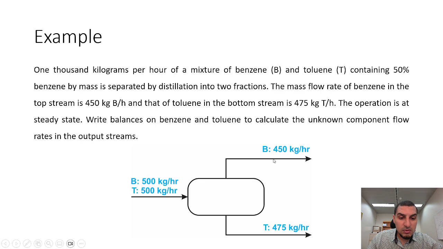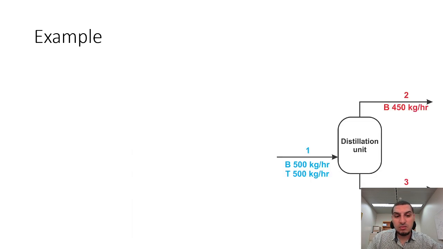Of course, there is toluene here and there is benzene here, but we don't know how much because it's not mentioned. And this is what we want to calculate. So now the problem is much clearer. It's easier to know what's going in and what's going out, and what are the information that we know and what are the information that we don't.